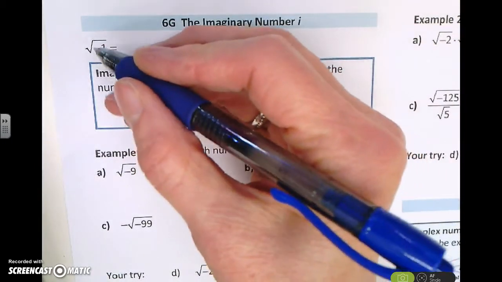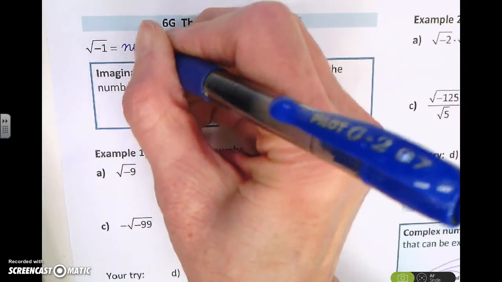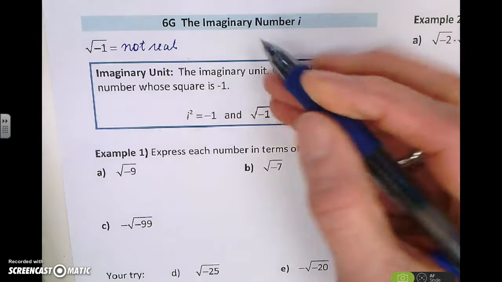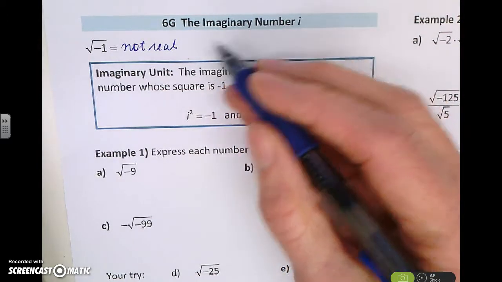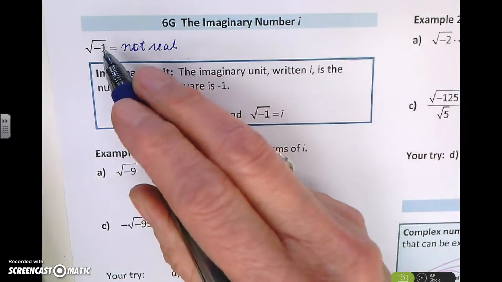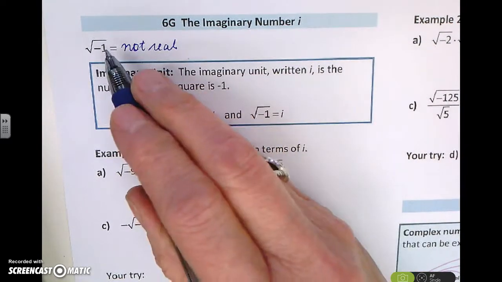We know that the square root of -1 does not have a real answer. So we've been saying that it is not real because there was no real number that we could square to come up with a -1 answer. Everything would always square out to be positive.